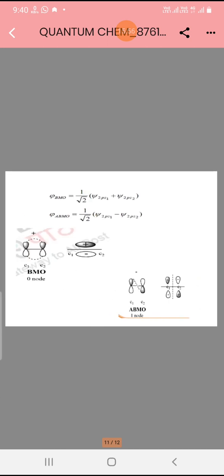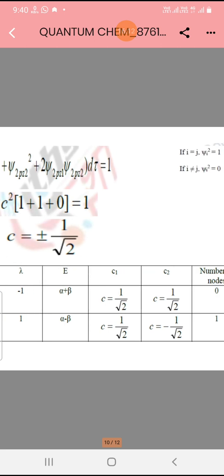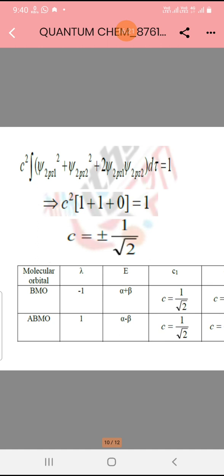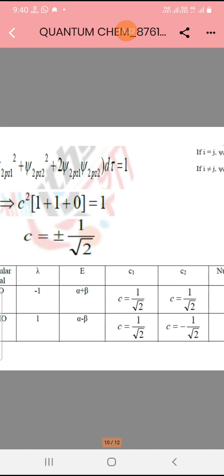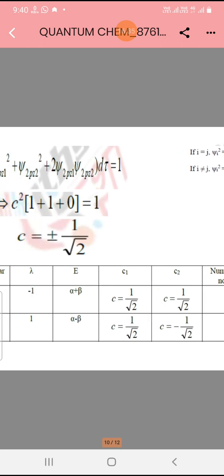So finally, the pictorial representation identifies the lambda value: minus 1 for the bonding molecular orbital, and the energy of this bonding molecular orbital is E equal to alpha plus beta, with C1 value plus 1 by root 2 and C2 value 1 by root 2, and the number of nodes is 0. For the antibonding molecular orbital, lambda is equal to plus 1. The energy of this antibonding molecular orbital is alpha minus beta, with C1 value plus 1 by root 2 and C2 value minus 1 by root 2. The number of nodes in the antibonding molecular orbital is 1 node, right?